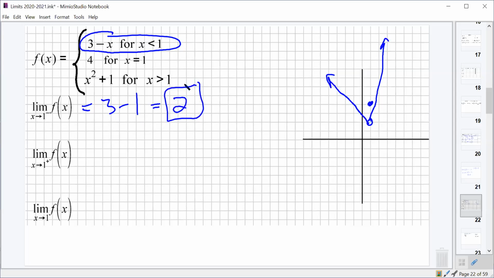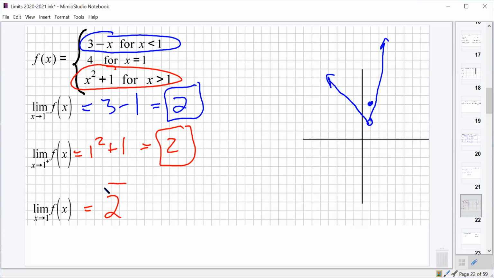And if we do it from the right-hand side, what's it approaching? As we approach x equals 1, the y values are approaching 2. And we would use this piece of the function, 1 squared plus 1, giving us 2. And so is there a two-sided limit here? Yes. And it should be the same as the left and the right-hand limits. In fact, it must be the same as the left and the right-hand limits. Everybody good with that? Pretty straightforward?